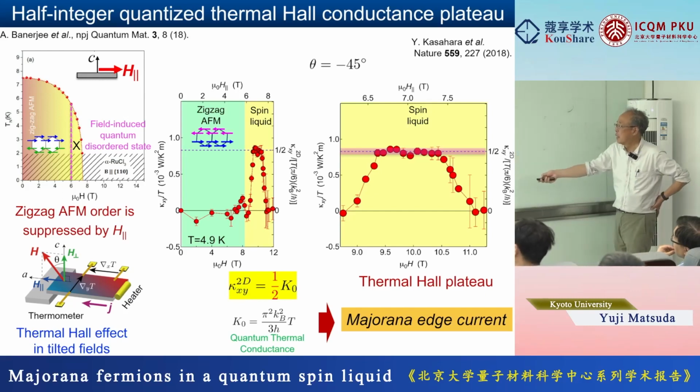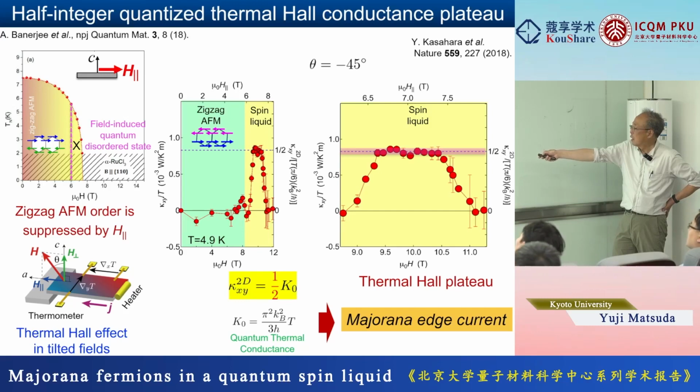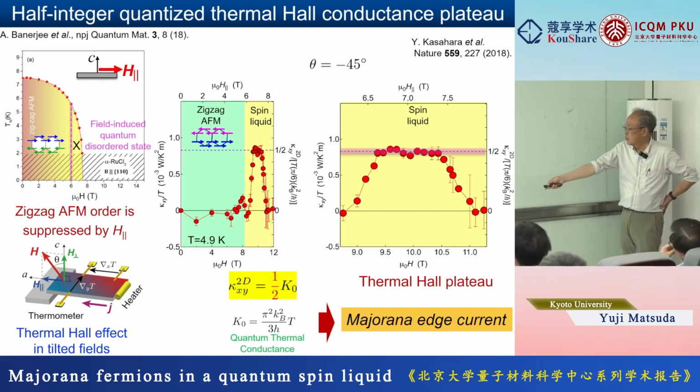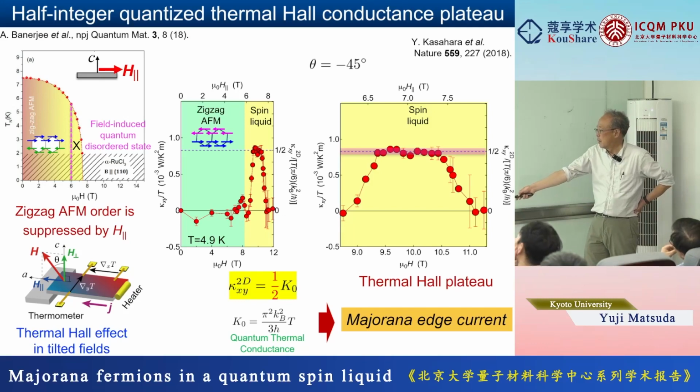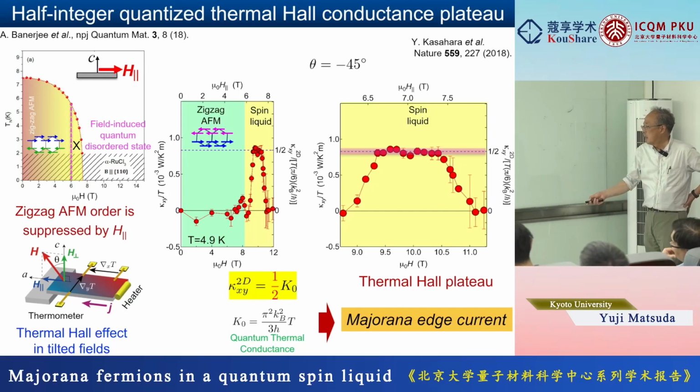There is an extended figure. We observe the plateau of the thermal Hall effect. And at high temperature, this disappears. The thermal Hall conductivity per 2D layer, where we divided by the number of layers, is very close to the half-integer value. This is close to half of K0, where K0 is the quantum thermal conductance. So this is evidence of the Majorana edge current.